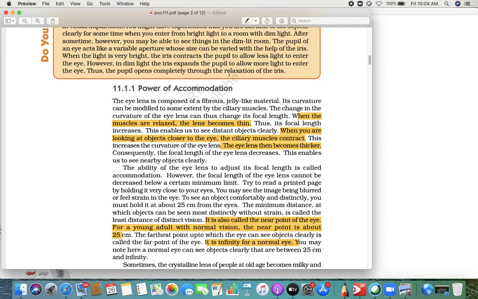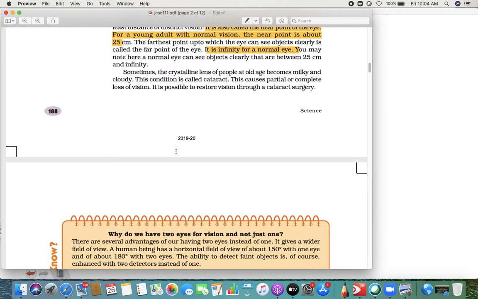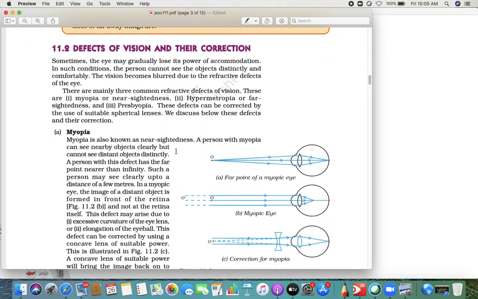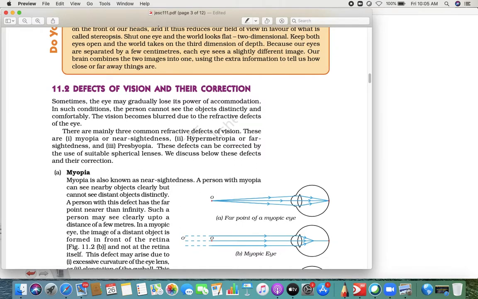The ability of an eye lens to change its shape based on the requirement is called power of accommodation. Now, there are three defects. Again, guys, this is a very, very important question of this chapter. I'm telling you, keep a note of it. What is defect of vision in a human eye? There are three defects.